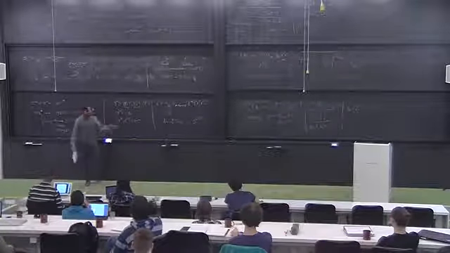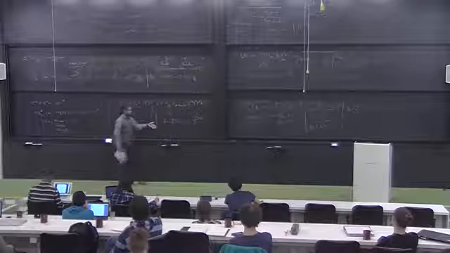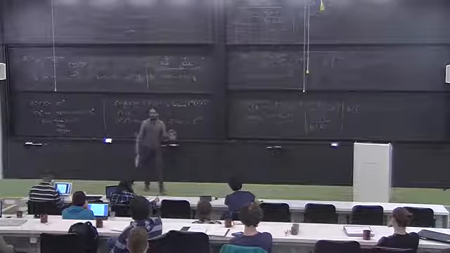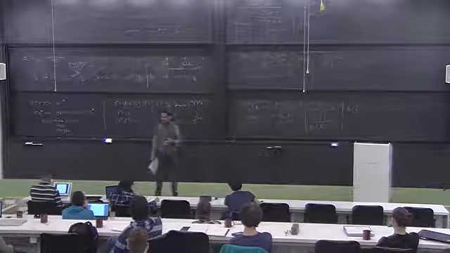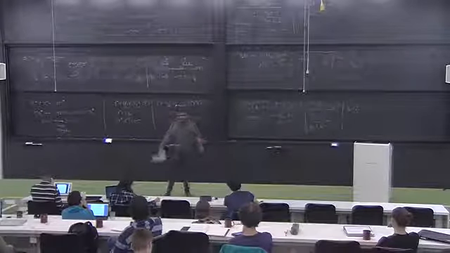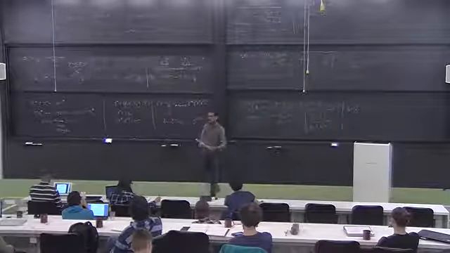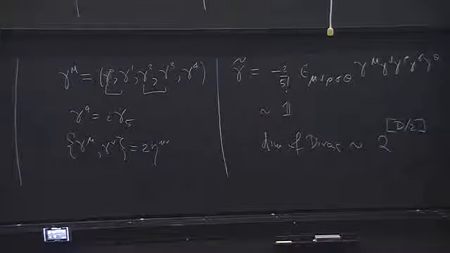Another corollary of this observation is that in 5 dimensions there are no left-handed or right-handed spinors, because there is no object such as gamma 5. So the idea of chirality, gamma 5, only exists in even dimensional spacetimes. And yeah, I'll stop there.